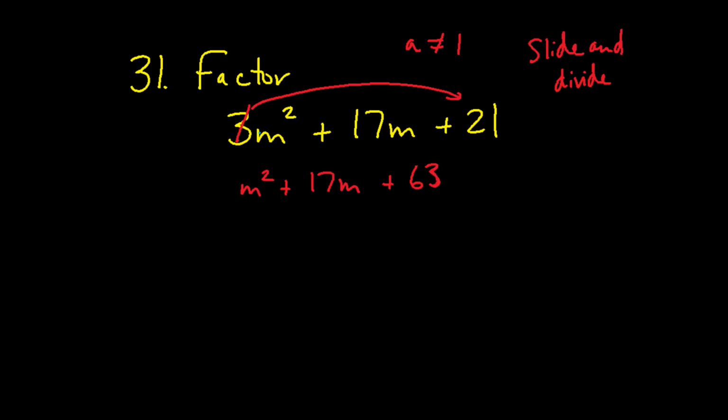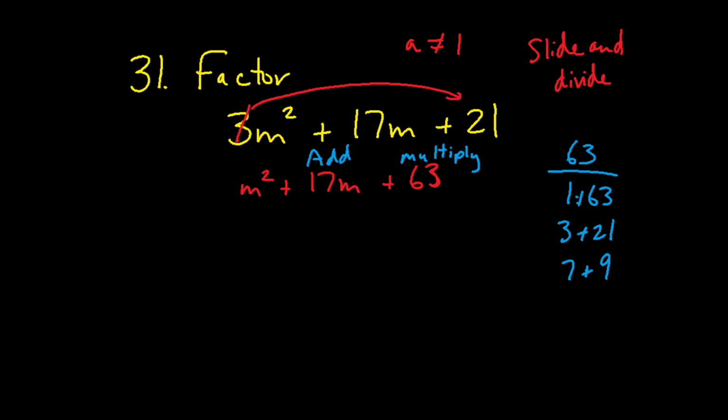We next ask ourselves, what are two numbers that multiply to be 63 that will add up to 17? And your factors of 63 are 1 times 63, 3 times 21, or 7 times 9. None of these, if you were to add them, add up to 17. So that's what tells you this polynomial is a prime polynomial, which means it cannot be factored.